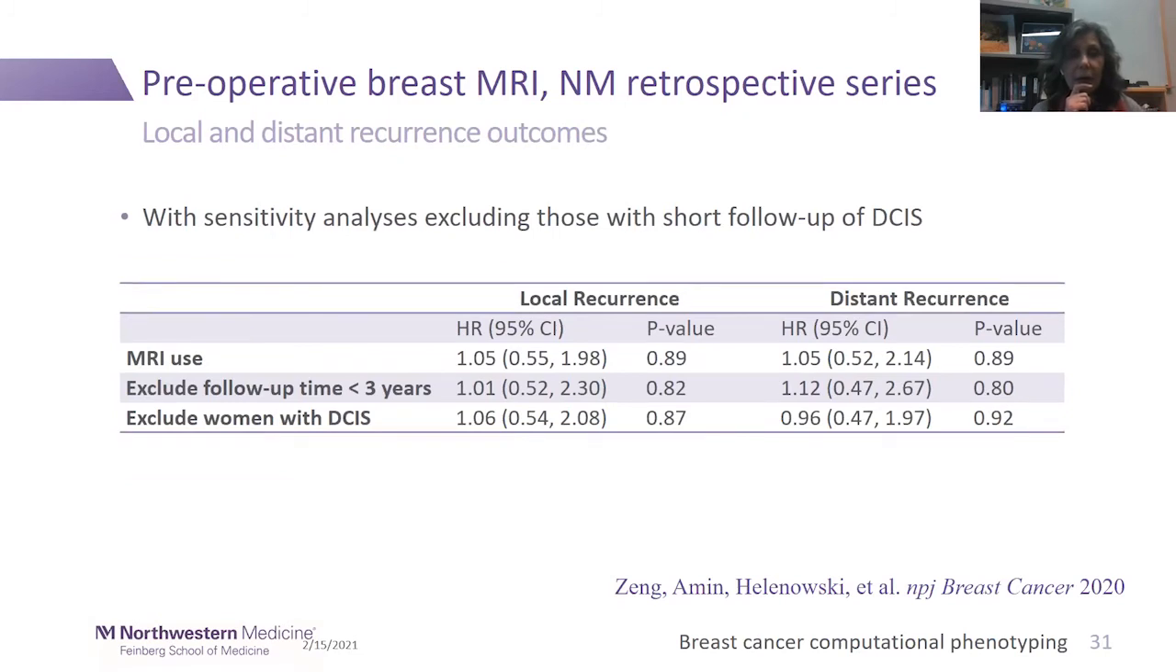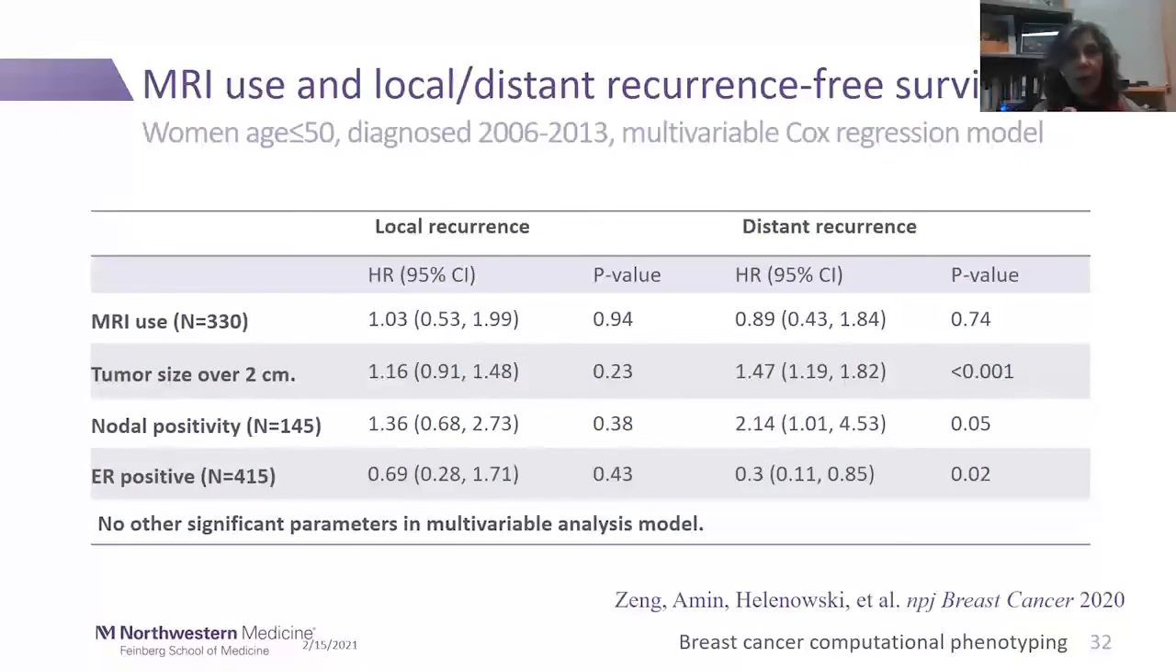So these are the local and distant recurrence outcomes for this population. And you can see with MRI use, the hazard ratio is very close to 1. It is completely non-significant. We also performed some sensitivity analyses. We excluded women who didn't have at least 3 years of follow-up, and we excluded women with DCIS, and we found no alteration in the hazard ratio. So looking at both local and distant recurrences in women who did or did not receive MRI preoperatively, we found no difference in these cancer outcomes. Next slide. These were adjusted for other major parameters related to local recurrence and distant recurrence risk.